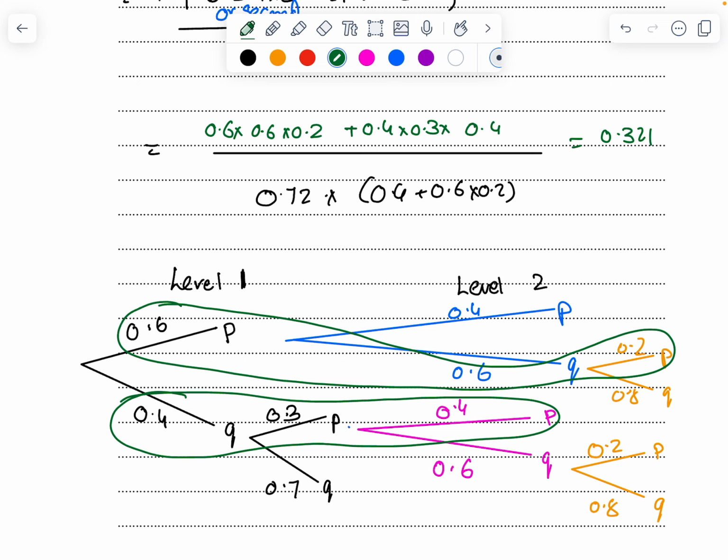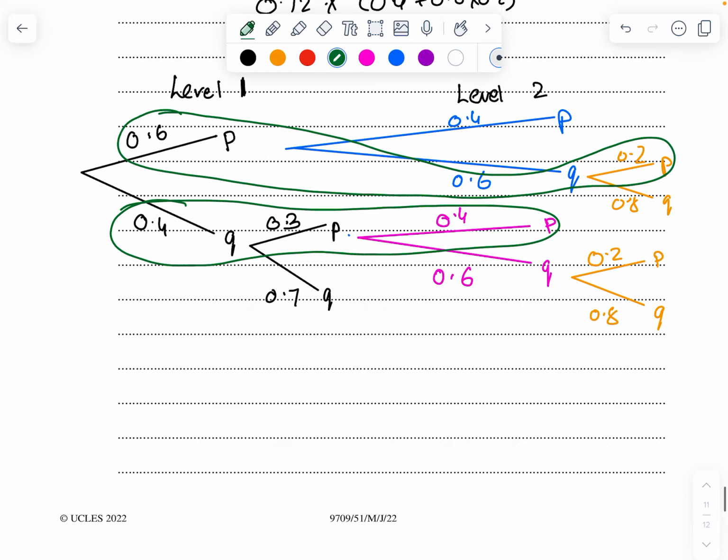She either fails the first attempt or the second attempt. She fails the first level or the second level. That's going to be the answer, 0.321.